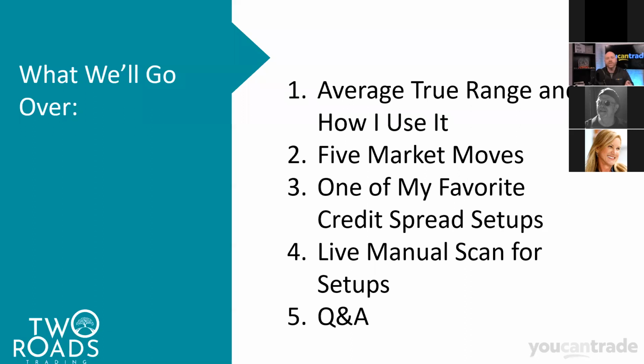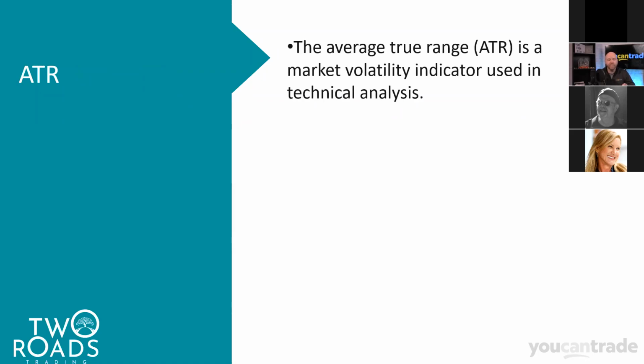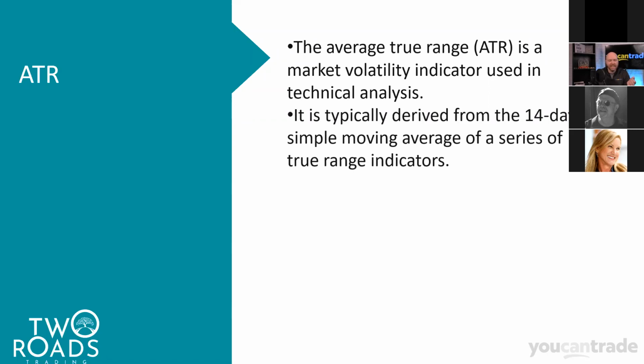One of the things that I'm going to be talking about pretty extensively today is the average true range, or you'll hear me refer to it simply as the ATR. So when you hear ATR from here on out in the presentation, I'm talking about the average true range. The average true range is a market volatility indicator used in technical analysis. You'll hear people talk about volatility, price expansion, contraction, and I talk about all those things as well. But one of the things that I look at that's a little different from everybody else when it comes to market volatility and price action is that ATR.